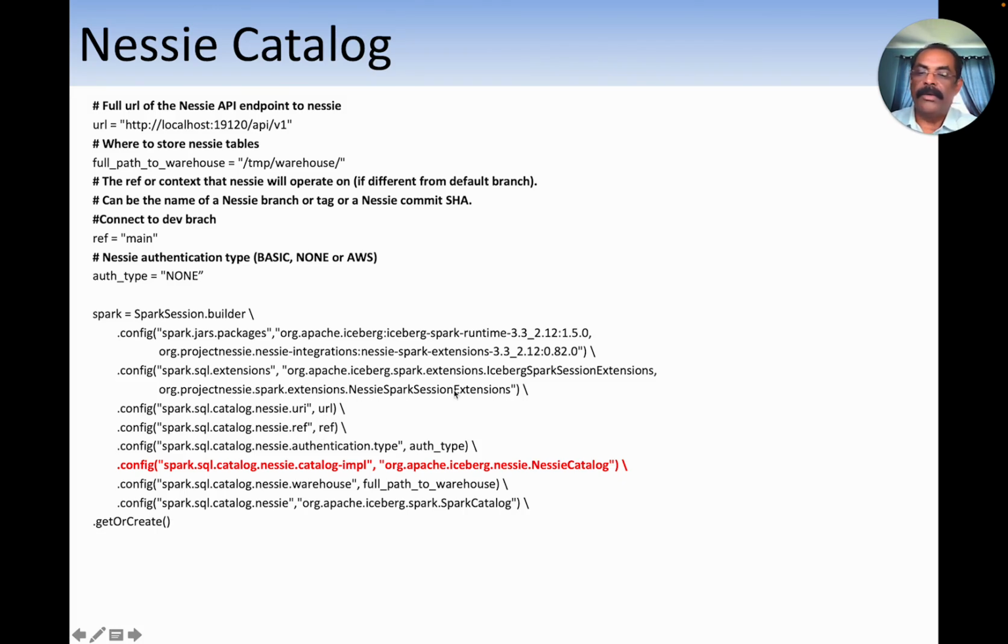Now here, look at these extensions. You have a Spark extension, then you need a Nessie extension. Why? Because Nessie has, as I said, more branching features as compared to Iceberg, right? So you need to add this one. Then of course we are using a Nessie catalog.